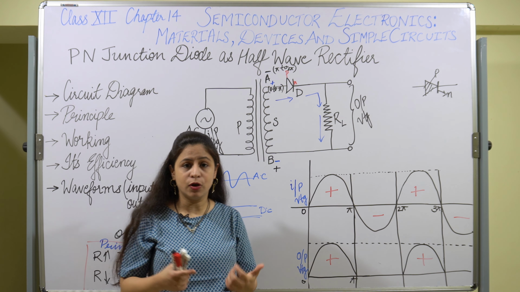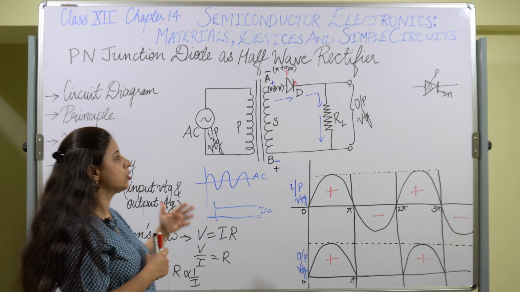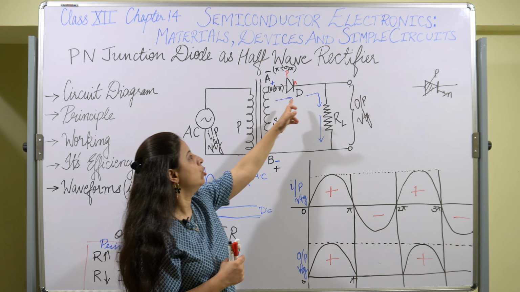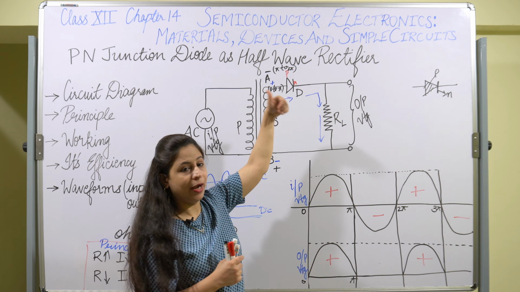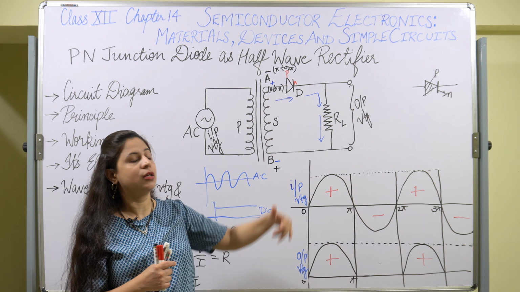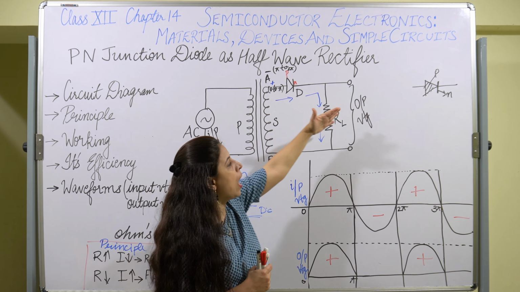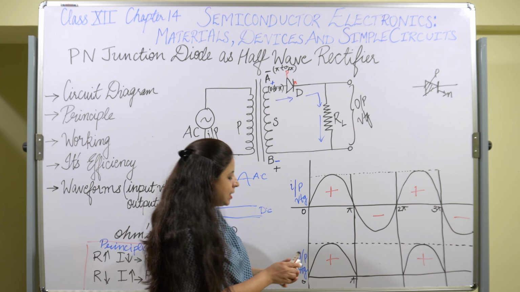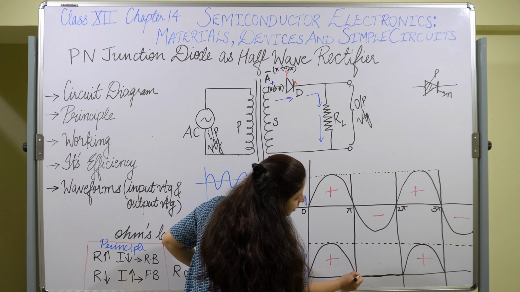And we know that in reverse bias, it provides a high resistive path, which means it will not allow the current to flow through the diode. There will be no current through the diode and no current through the resistive load, and there will be no output voltage. So I am getting my output voltage as 0.